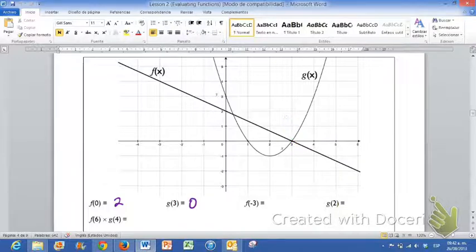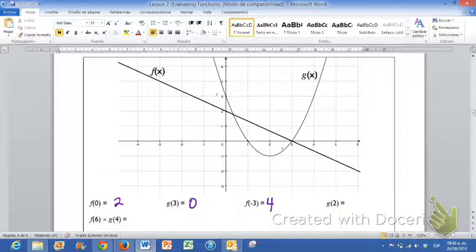Now f of minus 3, we return to our straight line, f of minus 3, so we go to the x, minus 3. So here it is, here is the x, where is that point? Here is the straight line. What is the y coordinate of that point? 4. Okay, so we write 4.